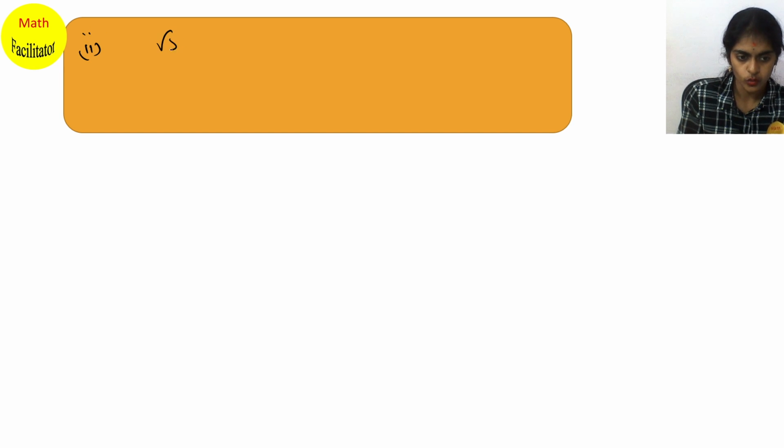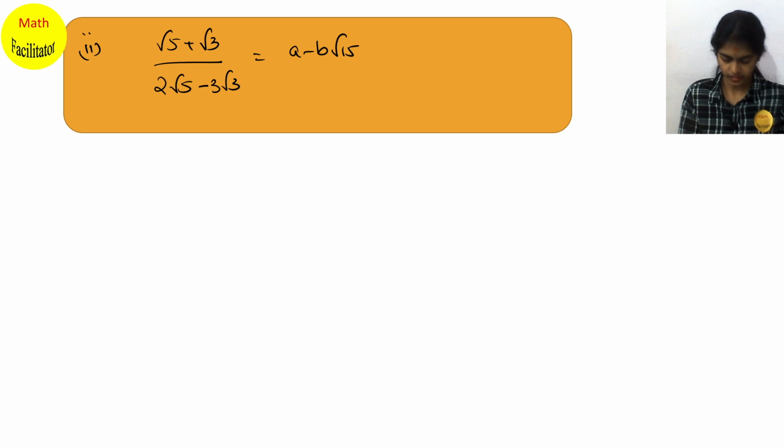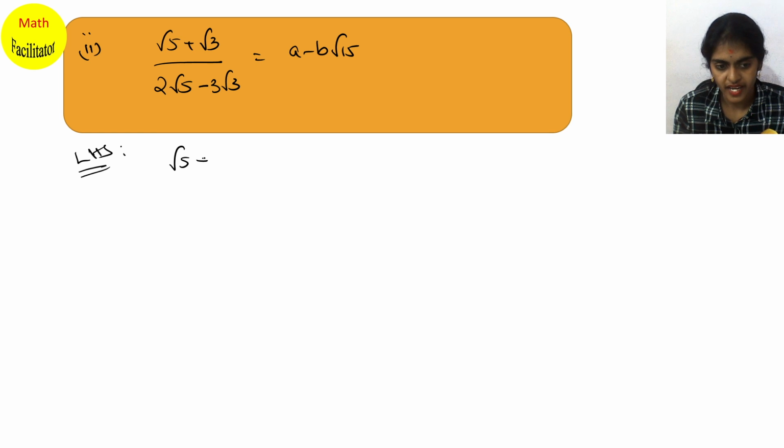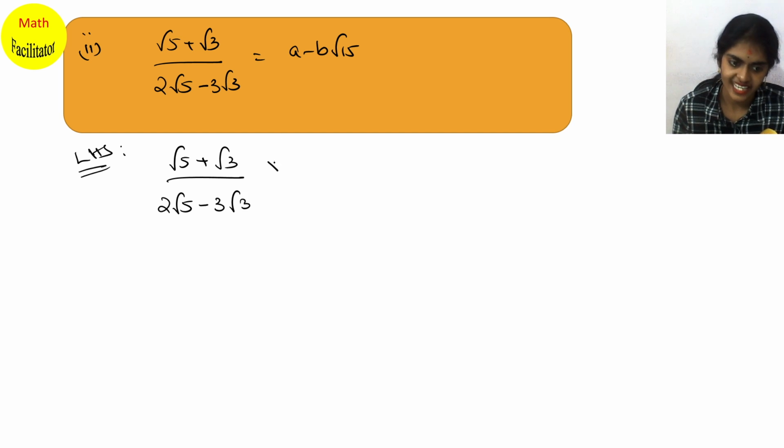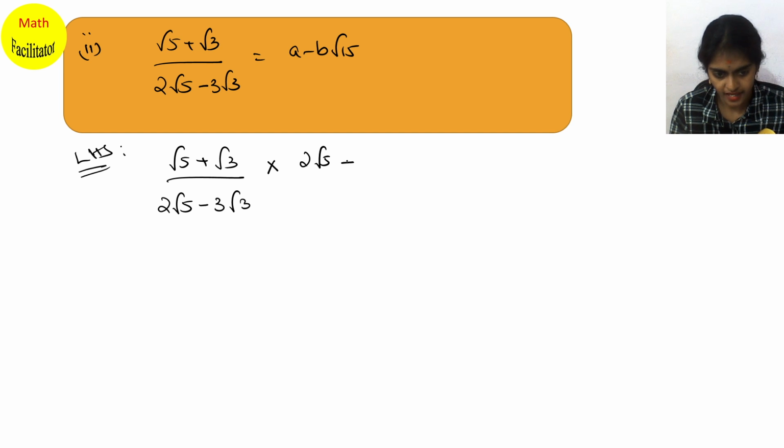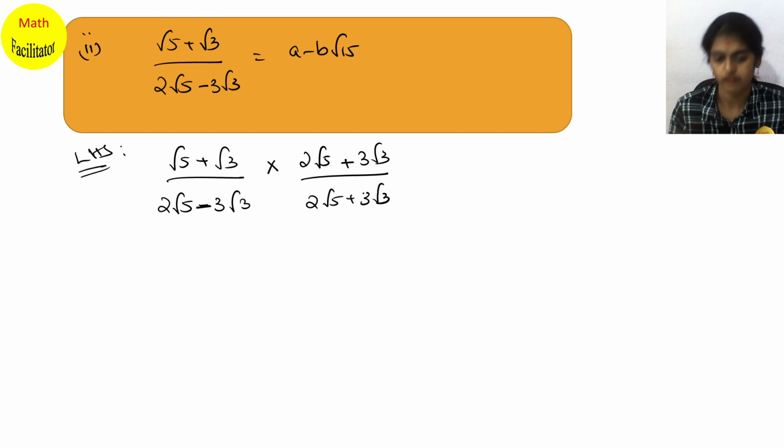You have root 5 plus root 3 by 2 root 5 minus 3 root 3 is equals to a minus b root 15. Okay, so here also let us take the LHS first. So root 5 plus root 3 divided by 2 root 5 minus 3 root 3. So let us rationalize. So I am multiplying by 2 root 5 plus 3 root 3. Okay, opposite sign. Here you have minus 3 root 3. So you have to multiply and divide by the opposite of it.